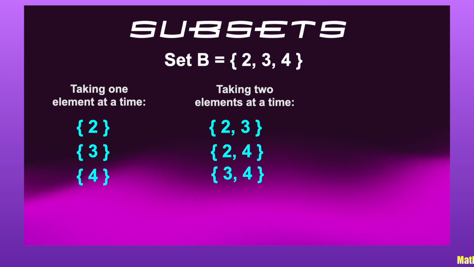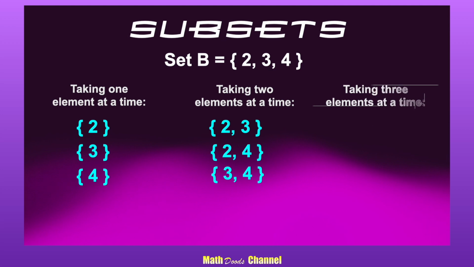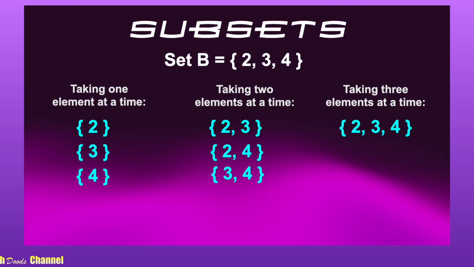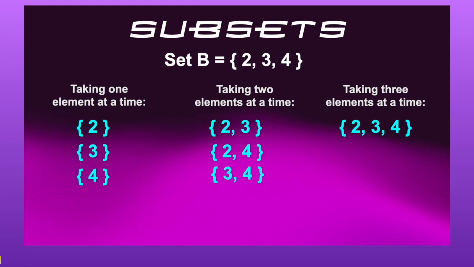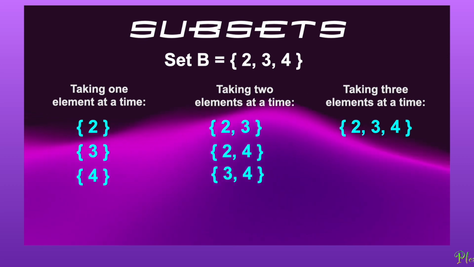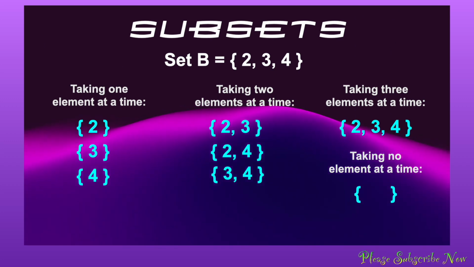Now, the first fact about subsets is every set is a subset of itself. So the set containing 2, 3, and 4 is also a subset, and that is taking 3 elements at a time. And the second fact about subsets, the empty set is a subset of every set. So the empty set is also a subset of set B, and that is taking no element at a time.